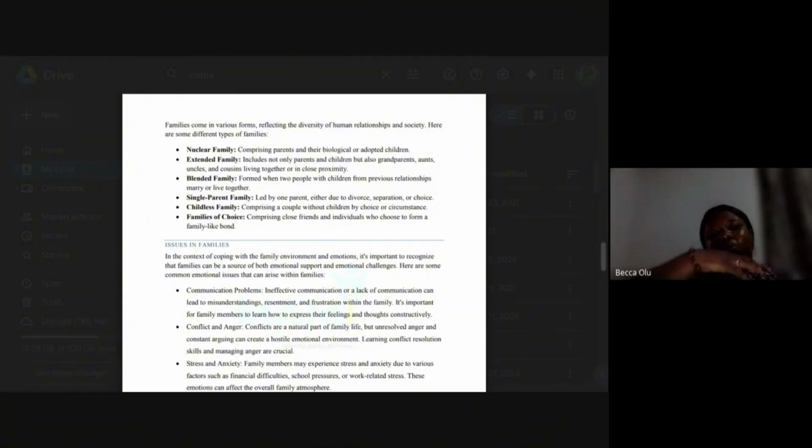Then you have extended family, where you have your uncles, your aunties, your cousins, your grandparents, nieces, nephews, either living together or in close proximity or far away, as long as they are related to you by blood, but not in the nuclear family. Your mommy's brothers and sisters, your daddy's brothers and sisters, your uncles and aunties' children, such and such.